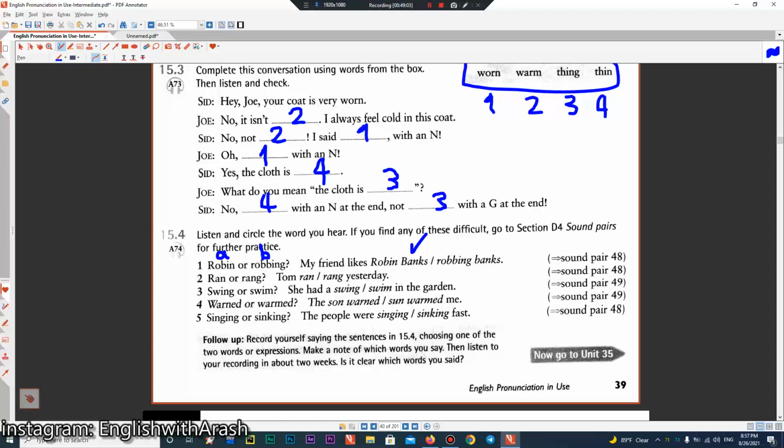Ran or rang. Tom ran yesterday. Or rang. Tom ran yesterday. 2. Ran or rang. Tom ran yesterday.